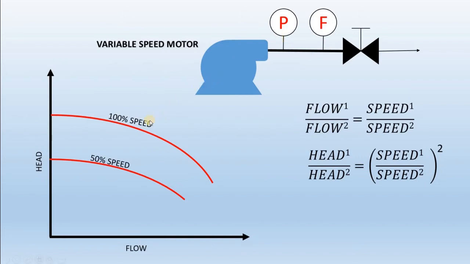For variable speed pump, what we will have is one curve at 100% speed, one curve at 50% speed, let's say. How you can find the new value or the new curve? We have a simple relation between the flow rate, which is the flow rate divided by flow rate. It is the speeds relation. The head is the square of the speed relation.